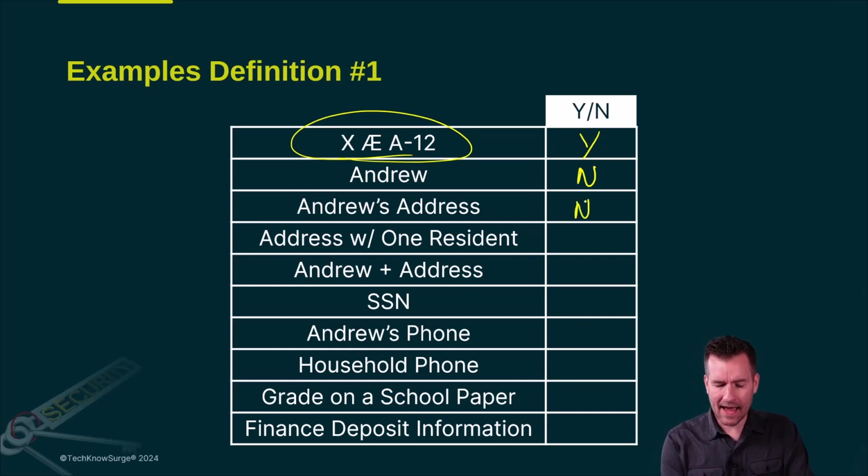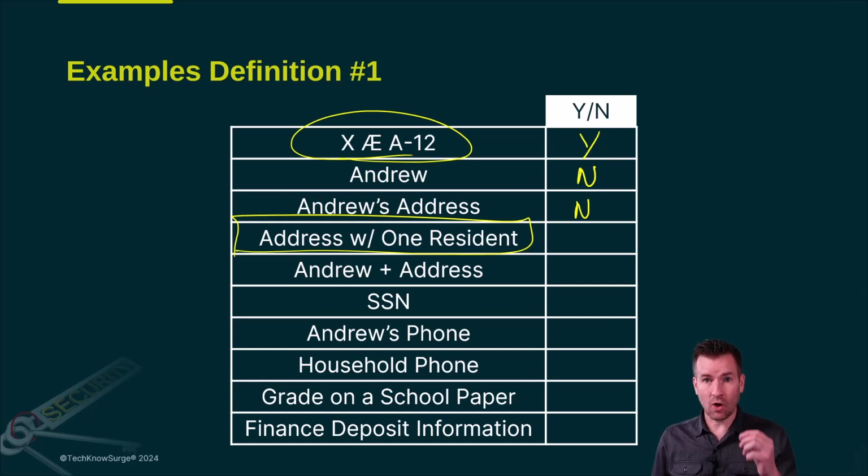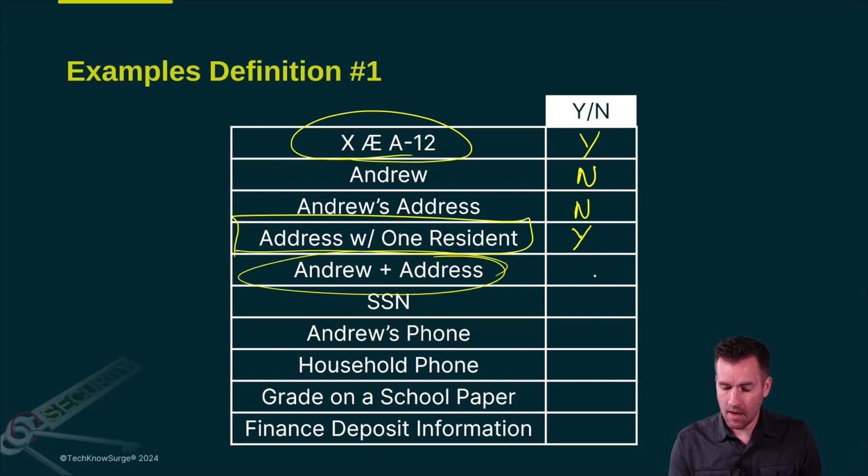So how about my address with just one resident? Maybe I'm living alone. Now does that identify me? Well, since there's only one individual in that household, that address now becomes personally identifiable information. How about a combination of my address, which has multiple people living in it, and me? Well, this combination right here identifies a specific person, Andrew, me, because there's no other Andrews that live at this address. And so now that's personally identifiable information.